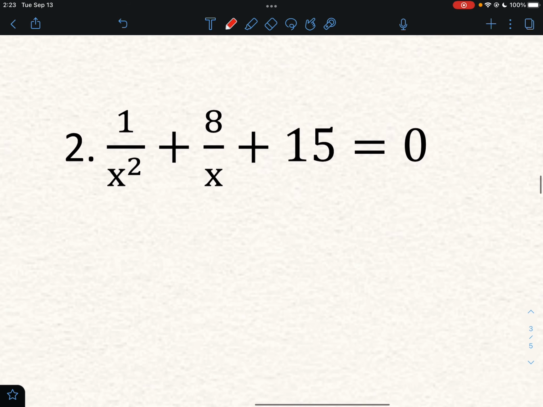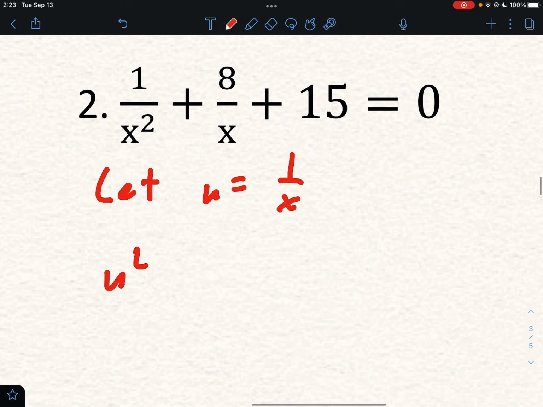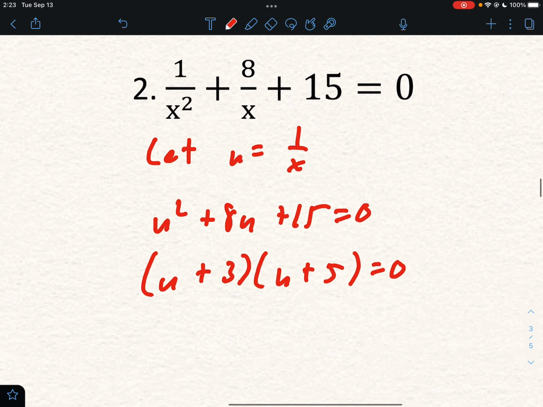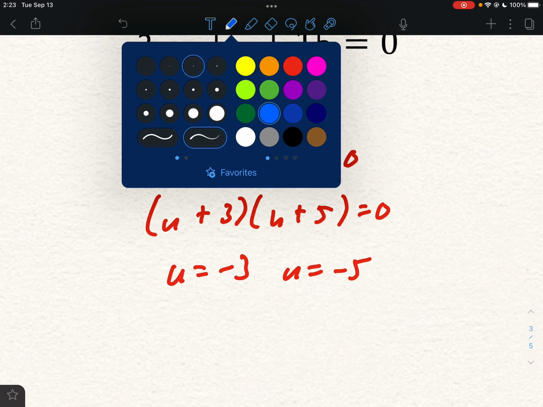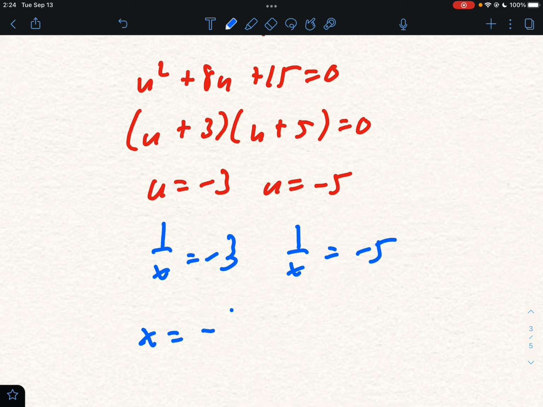Okay, now this one looks a little different. We're going to do the same thing, though. We're going to say let u equal 1 over x. So now it's going to be u squared plus 8u plus 15 equals 0. Factoring gives us u plus 3, u plus 5 equals 0. So u equals -3, u equals -5. But again, that's not what we're trying to find. We're trying to find x. So resubstitute back in. 1 over x equals -3. 1 over x equals -5. So x equals -1/3. X equals -1/5.